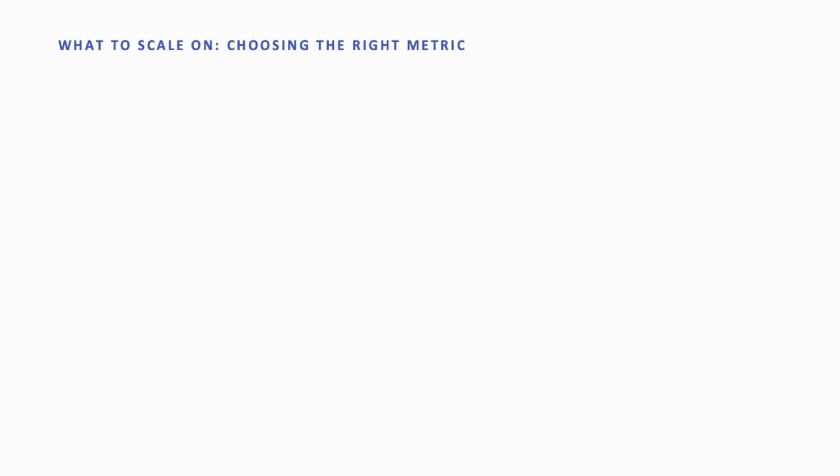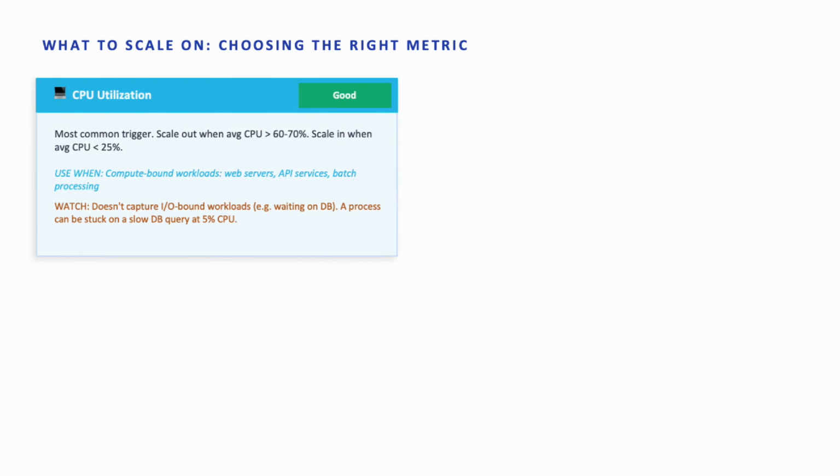Dear students, choosing the right metric to scale on is just as important as the scaling logic itself, right? And let me rank the common options that we have. So the first one is CPU utilization. This is the default metric and often a fine choice for compute-bound workloads.